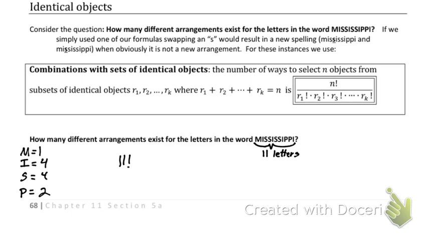But now I want to get rid of the repeats. I want to get rid of any time 2 S's just swap places, or any time 2 I's swap places. All we're going to do is divide everything by our repeat letters. So that's 1 factorial times 4 factorial times 4 factorial times 2 factorial. And that's just going to come out to being 34,650.